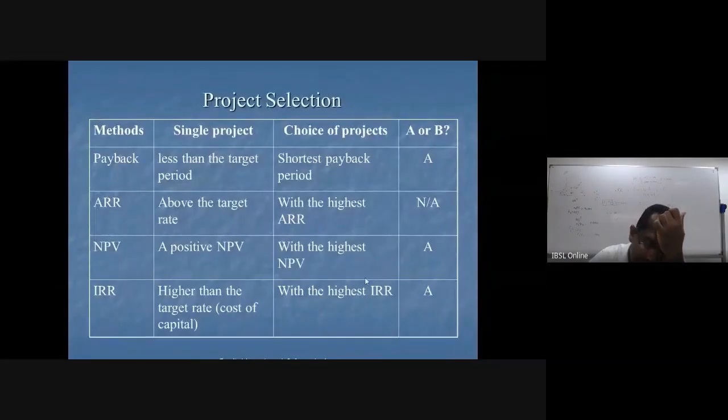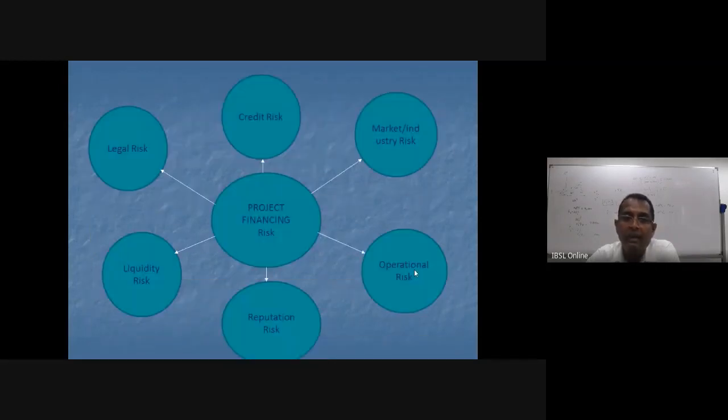So when you use all four, the ARR for both projects came equal. Payback period, A. NPV method, it was A. IRR, it was A. So our best project out of the two projects is A, right?